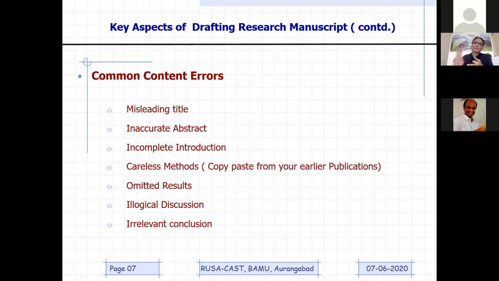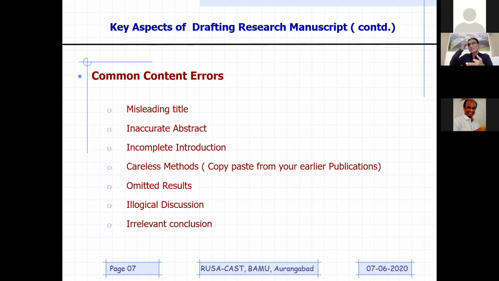There are 3 questions. Let me tell you, my friend, you will have to answer those 3 questions. What are those 3 questions? What you have done, how you have done, and what you have achieved. The answers to these 3 questions should be reflected in your abstract. And that too, the abstract should not be very long.